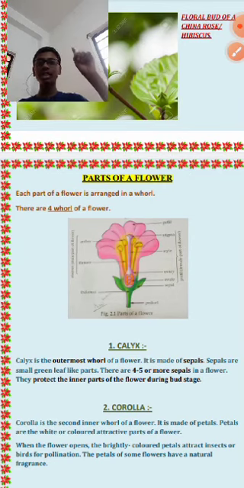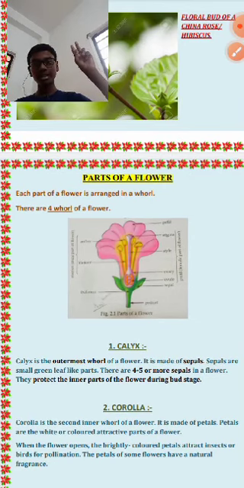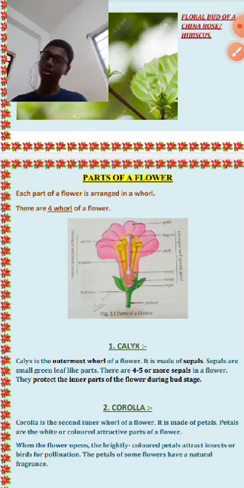The first one is the calyx, the second one is the corolla, the third one is the androecium, the fourth one is the gynoecium. I repeat, first is the calyx, second is the corolla, third is the androecium, fourth is the gynoecium. Okay, so at first we will know number 1.